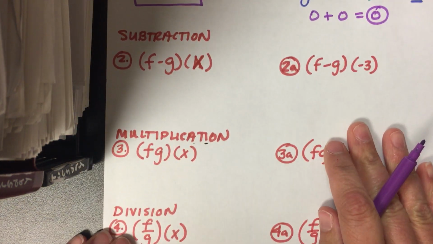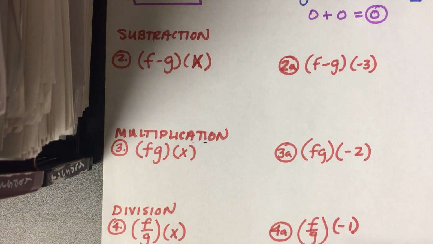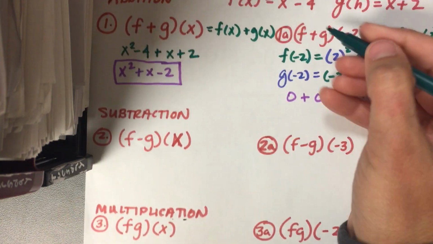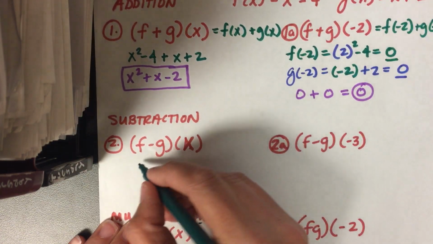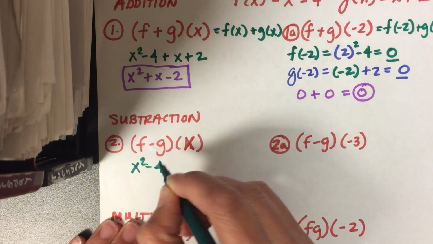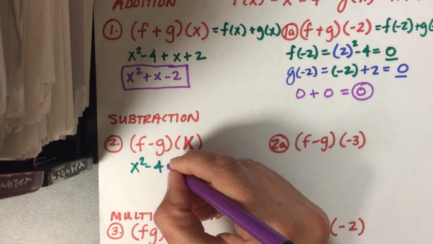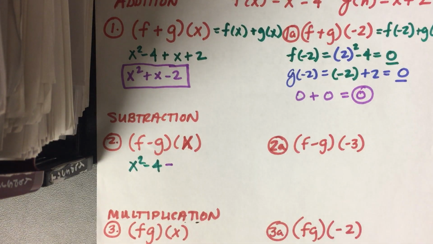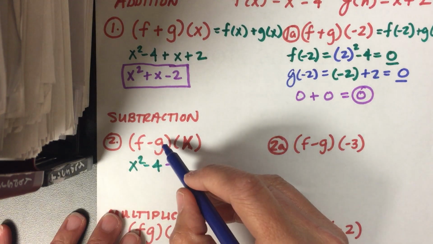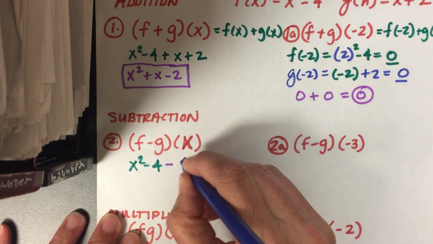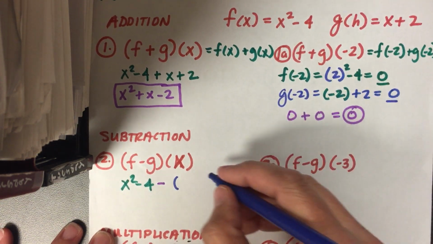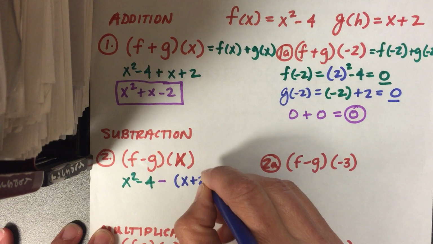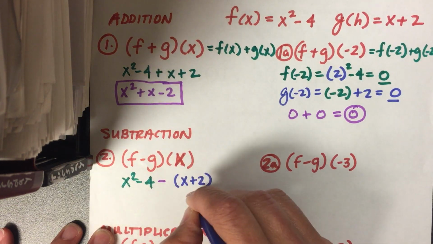So let's look at subtraction now. We have f minus g, well, f minus g of x. Well, f is x squared minus 4, and that's going to be minus g of x. Now you have to be very careful here when you have subtraction. Remember we talked about with subtracting polynomials, g is x plus 2. That has to be in parentheses because you're subtracting the whole thing.